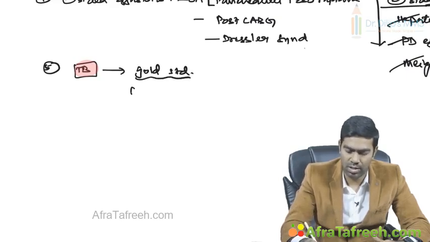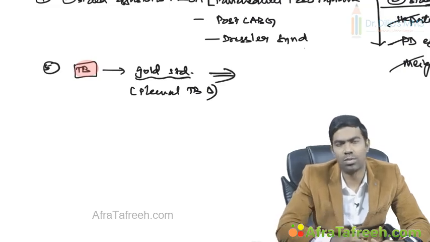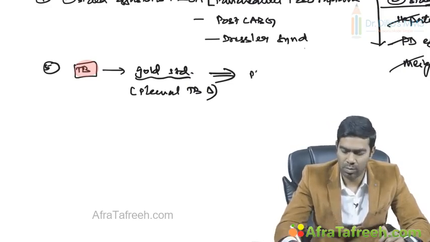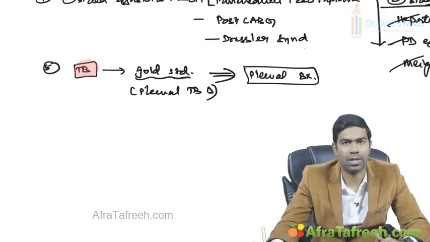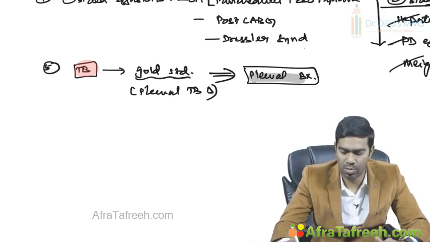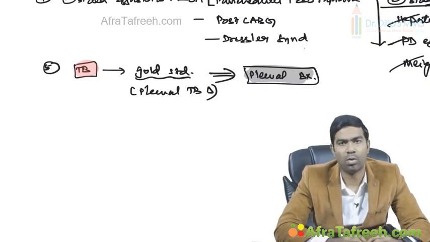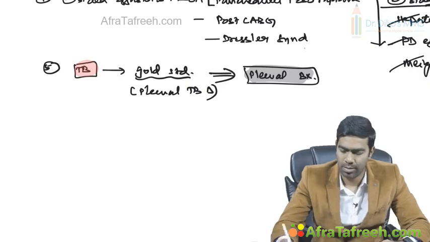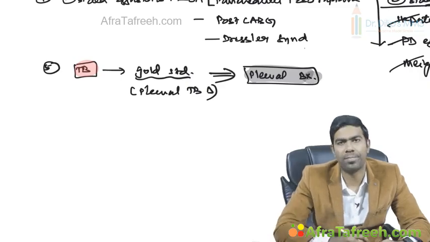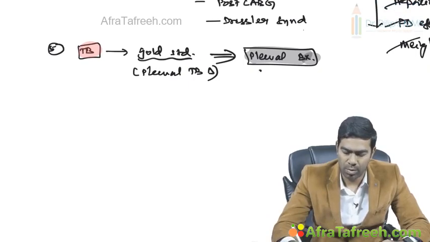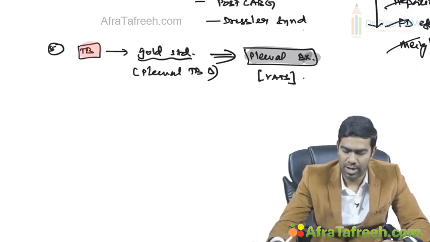First, you have to know what is the gold standard for diagnosing pleural TB. The gold standard for diagnosing pleural TB is pleural biopsy. You have two needles, Abraham's needle and Cope's needle, which we'll see in some time, but pleural biopsy is the most common, most important and the gold standard for diagnosis of pleural tuberculosis. Clear? And typically this pleural biopsy is taken with the help of VATS.